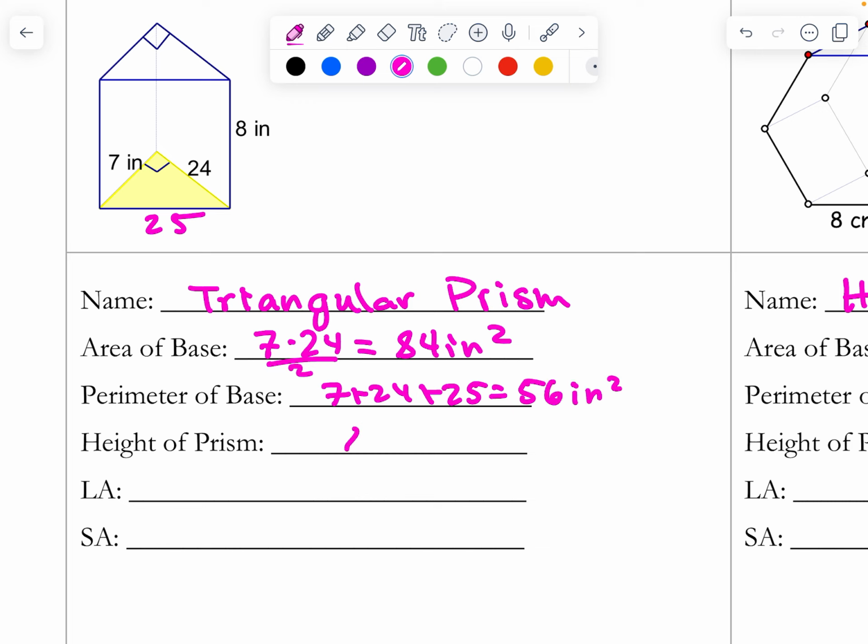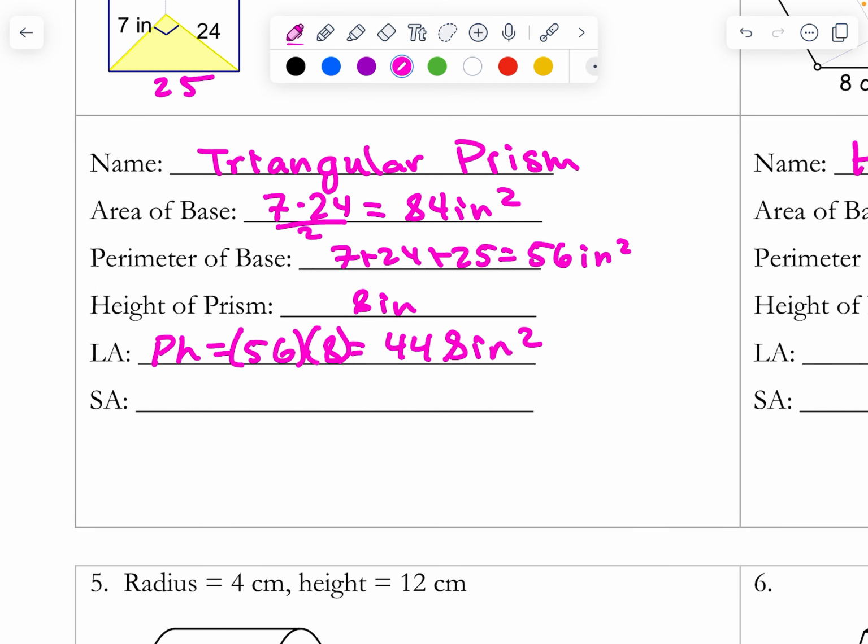The height of the prism is 8 inches, and now we have all the information to find the lateral area and the surface area. So the lateral area is just your perimeter times height. In this case, my perimeter is 56, so perimeter times height, that's 56 times 8, which ends up being 448 inches squared.